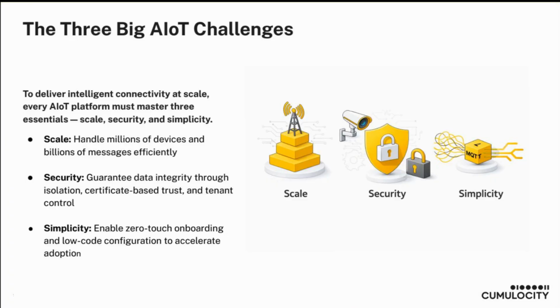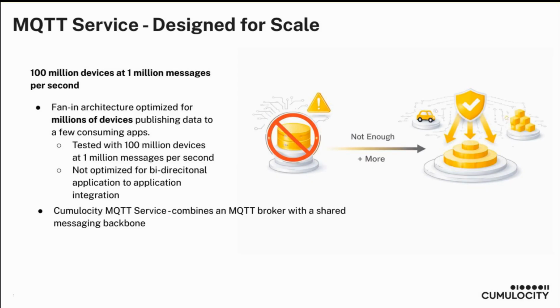So then we addressed the three big AIoT challenges: scale, security, and simplicity. We really focused on these three areas so that we could handle millions of devices efficiently without having to consume huge amounts of infrastructure. Security, I've already talked about. Simplicity, this is about being able to attach your devices, start streaming data as soon as possible with the minimum amount of configuration. I've already talked about the scale.